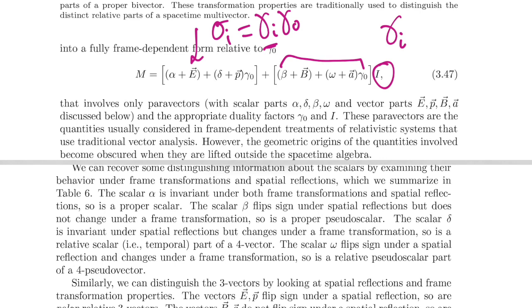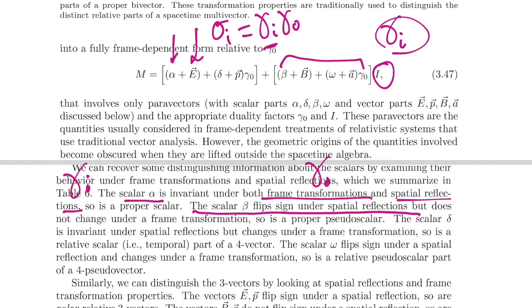And the point is there's nothing that affects A for spatial reflections, because that's what they're talking about. The scalar A, if you change gamma I, A remains unaffected, is the point. So frame transformations are what we're going to call changing gamma 0. So this is related to gamma 0, and spatial reflections are related to gamma I. So it's a proper scalar. The scalar B flips sign under spatial reflections but does not change under frame transformation. So it is a proper pseudoscalar.